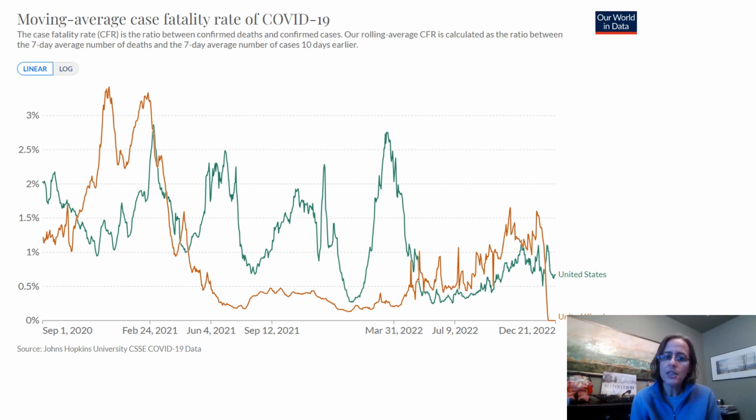But then you also see that the case fatality rate in the United States is then a lot higher than the United Kingdom's following that. And what's interesting is that although we got vaccines first in the United States, we used the vaccines less. So many more of our population chose not to get vaccinated and so did not have that benefit.